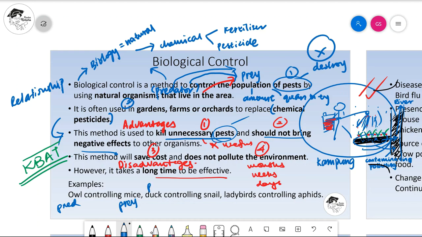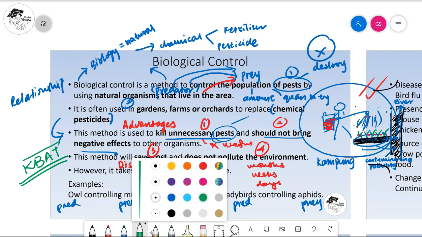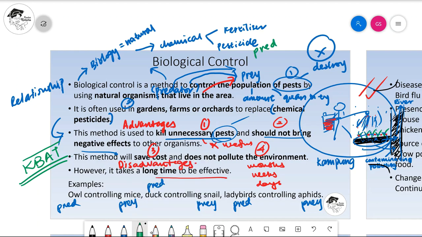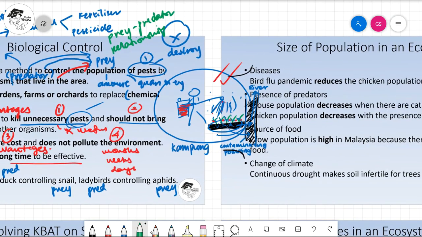Duck is going to be the predator, beside the river, at the pond there, eating the snail. Ladybirds are going to be the predator, going to eat the aphids on the tree. So it's always going to be a prey-predator relationship. Always, there is no other relationship you can have to do this biological control. Always a prey-predator relationship.